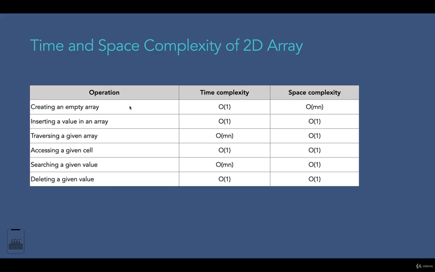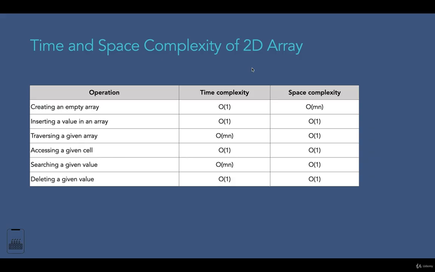Now in case of Java, when we are creating an empty array, it allocates the number of rows and columns in the memory. So that's why when we are creating an empty array, the number of rows and columns that we set are located contiguously in the memory. So that's why the space complexity takes O(mn), where m is the number of rows and n is the number of columns. And the time complexity for this operation is O(1) because it's not a time consuming operation. We are just declaring an array in the memory and all cells are located contiguously in the memory. So that's why it takes O(1) time complexity and the space complexity is O(mn).